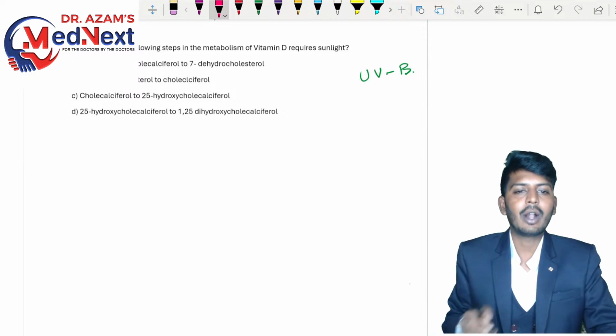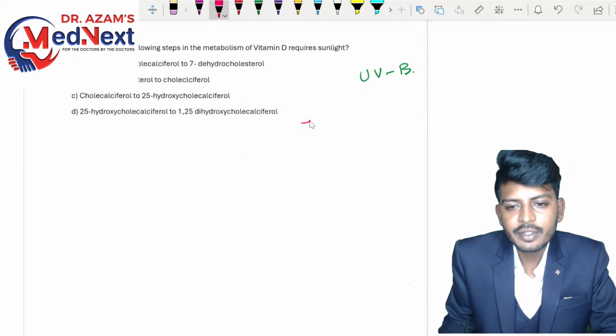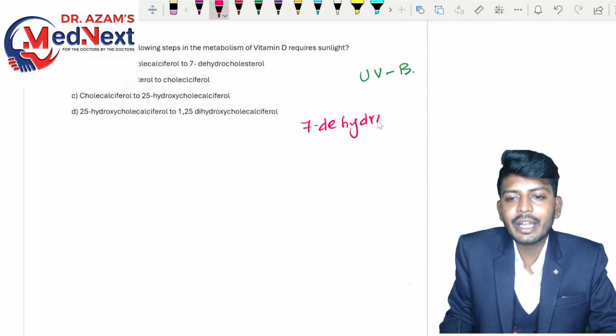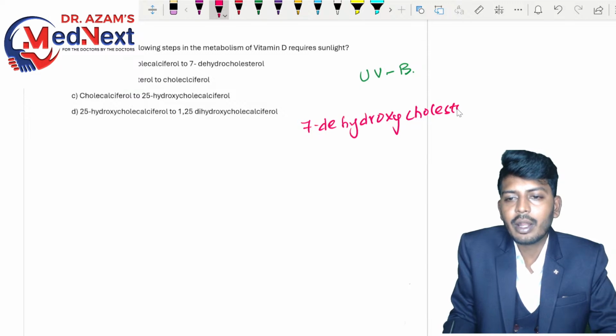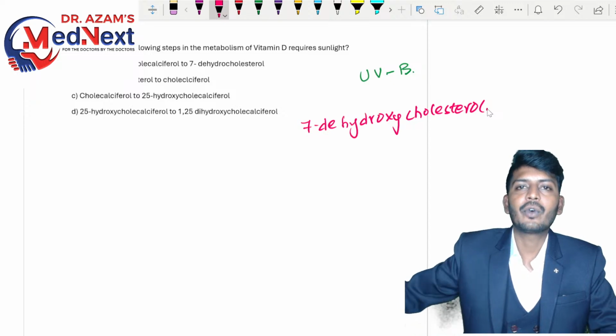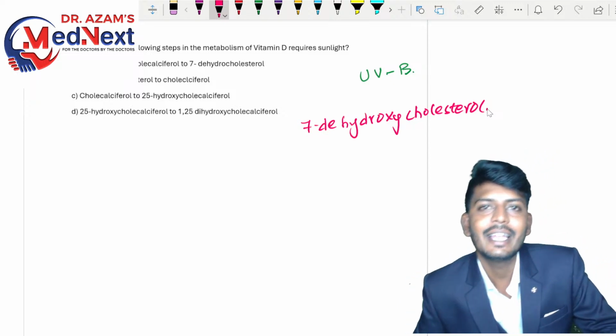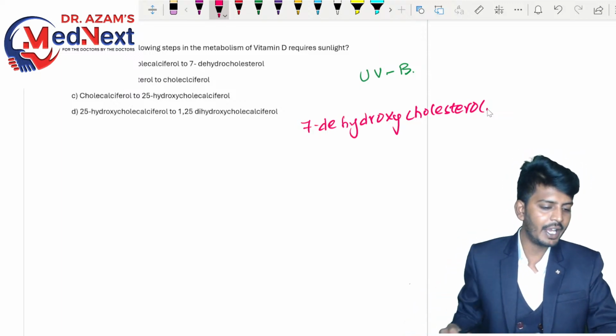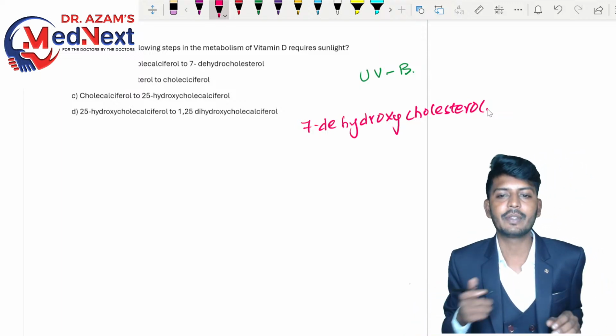We have something called 7-dehydrocholesterol. The 7-dehydrocholesterol is a type of cholesterol which is found where exactly, my dear students? In the skin. कहाँ पे होता है? Skin. Very good, Mohit Kumar and Dheeraj, you are absolutely correct.